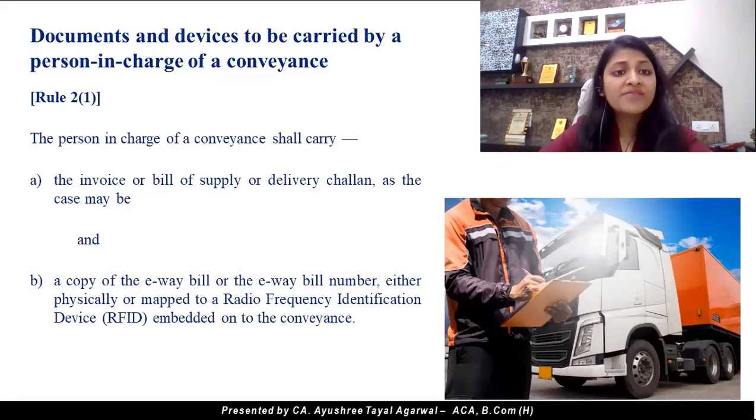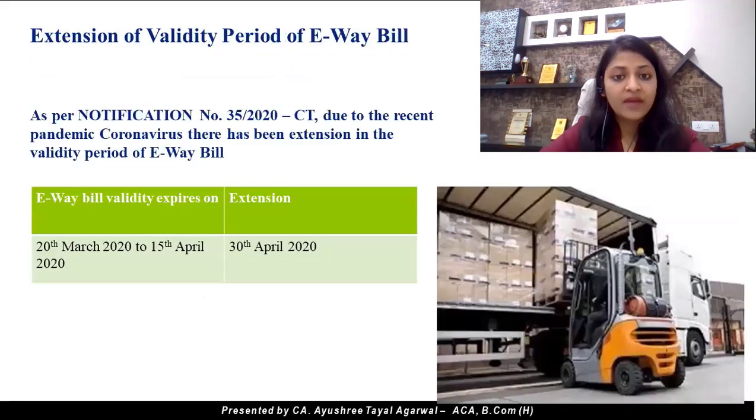Now, what are the documents and devices to be carried by the person in charge of a conveyance? The invoice or the bill of supply or the delivery challan, and a copy of the e-way bill or the e-way bill number, either physically or mapped to a radio frequency identification device embedded onto the conveyance.